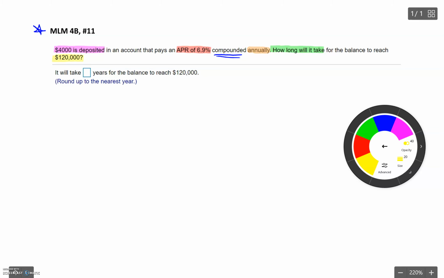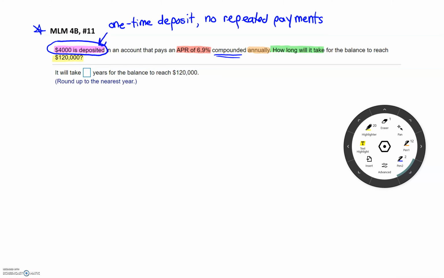What is happening here? We are making a one-time deposit of $4,000. So there are no repeated payments. That $4,000 is being deposited, and then it's just going to sit there. And in this case, it's going to earn money for us, right? And it's earning compound interest. So I'm going to pop over here to my formula chart.